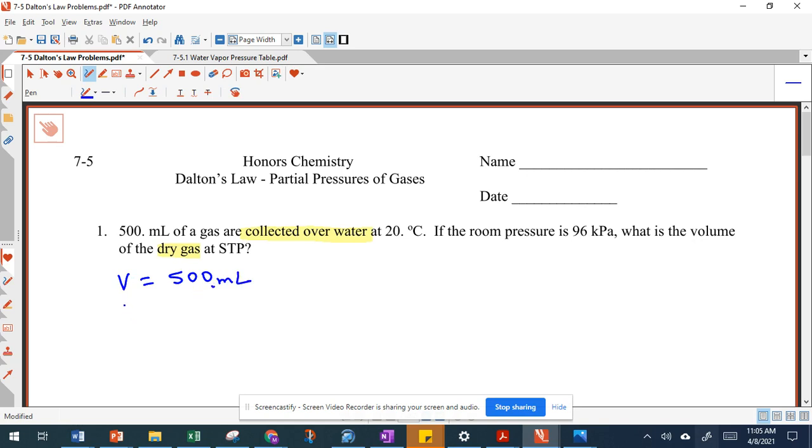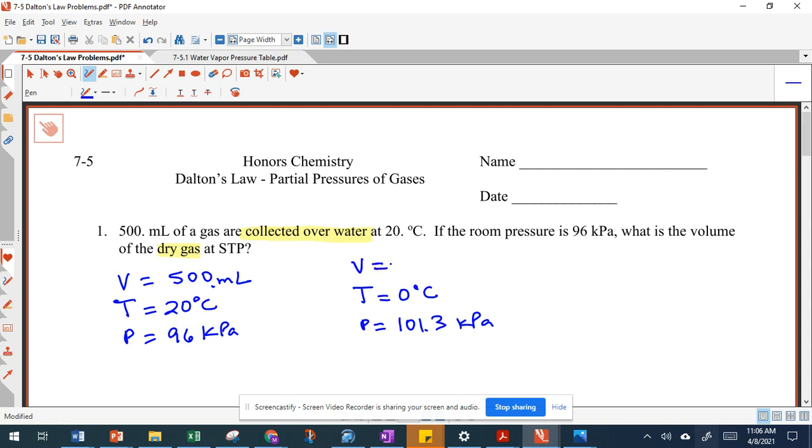And we have a temperature of 20 degrees Celsius. It's also telling us that we have a pressure, and then it's asking us what is the volume of the dry gas at STP. So we know that our final conditions are going to be a temperature of 0 degrees Celsius and a pressure of 101.3 kPa. Okay, so that is the same as 1 atmosphere. So that's pressure in kPa at STP. So it's asking us what is the volume.